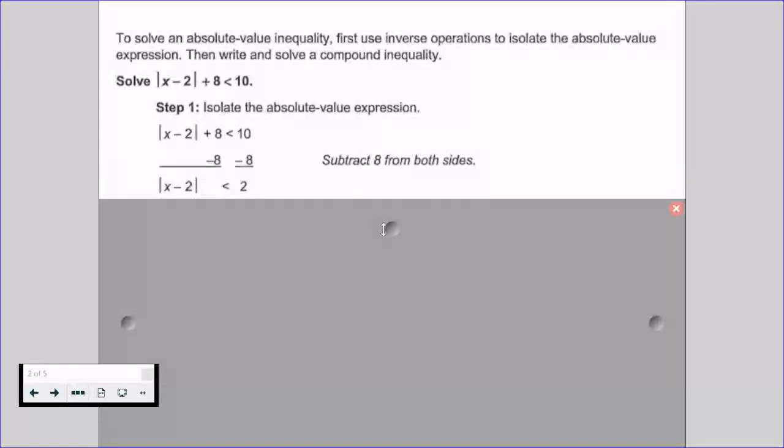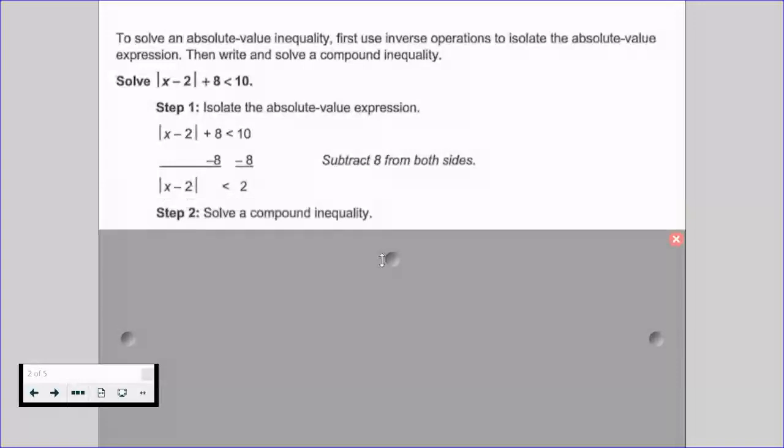So now we have the inequality, the absolute value of x minus 2 is less than 2. And now we have fully isolated our absolute value expression. We have the absolute value of x minus 2. We don't add 2 to both sides because it's within the absolute value expression all by itself. So now we're going to solve a compound inequality. Think about back when we had our absolute value equations. Well, if it was the absolute value of x minus 2 is equal to 2, then it would be x minus 2 equals 2, or x minus 2 equals negative 2. So we have two different scenarios here.